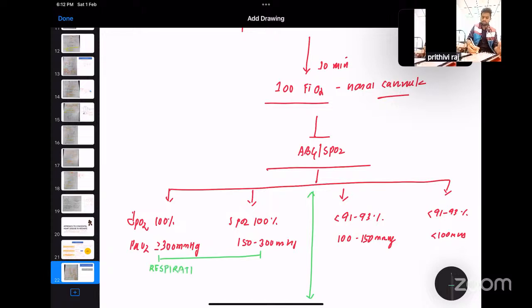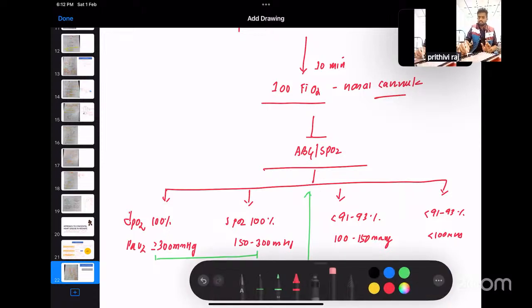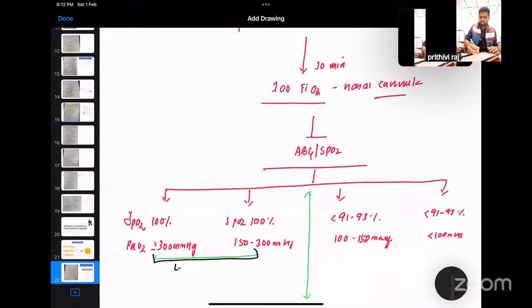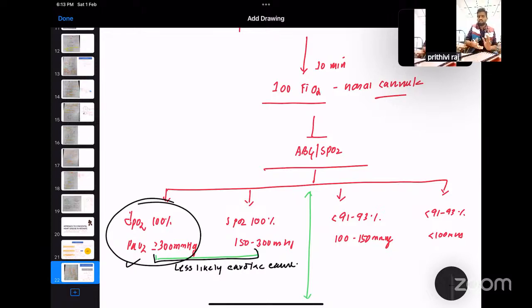In the first two scenarios, where the SpO2 is 100% after giving oxygen to the child, and the PaO2 is 150 to 300 in the second scenario and more than 300 in the first scenario, in both these scenarios, what happened? This is a less likely cardiac cause. Just rule out cardiac cause. With PaO2 more than 300 or SpO2 100%, it is less likely a cardiac cause, and this may be most likely a case of respiratory disorder.